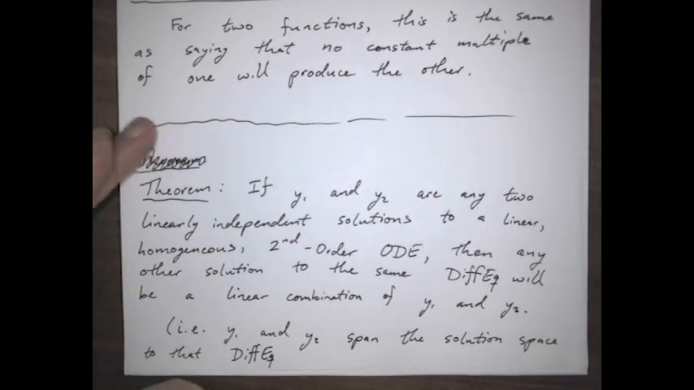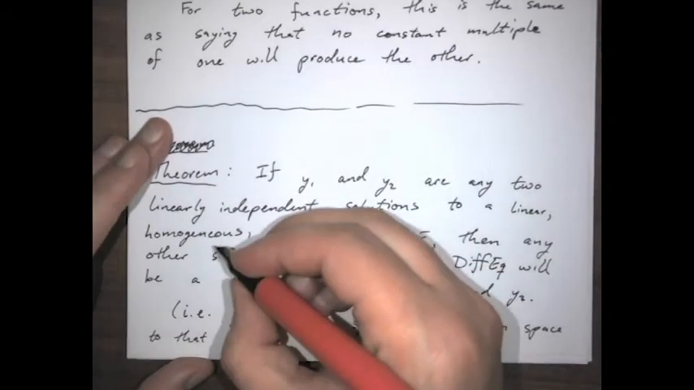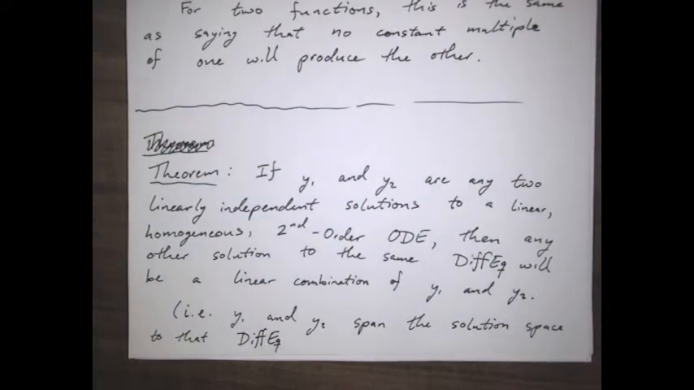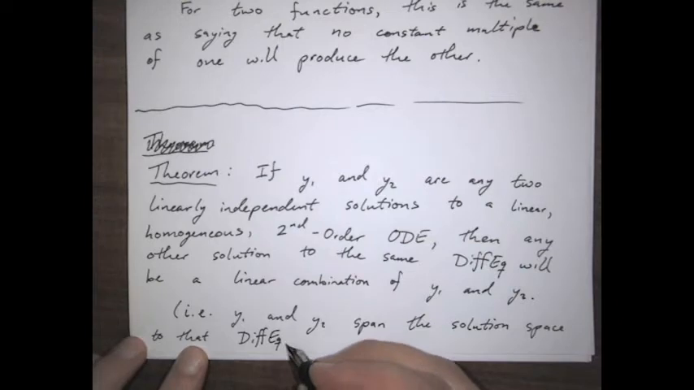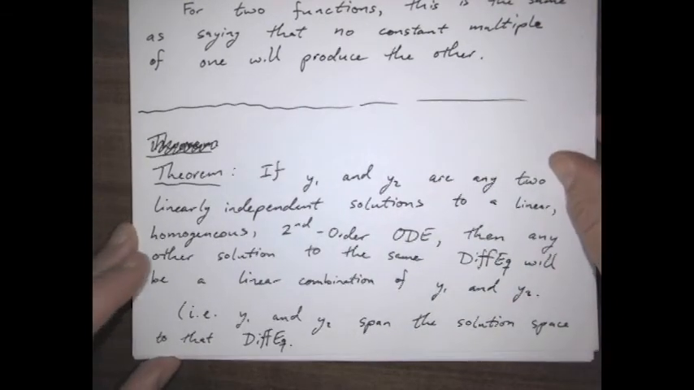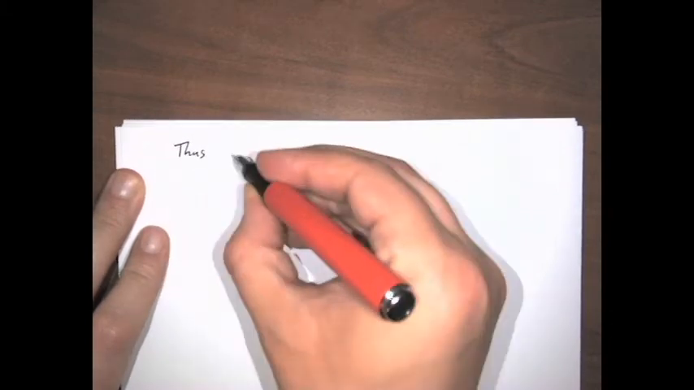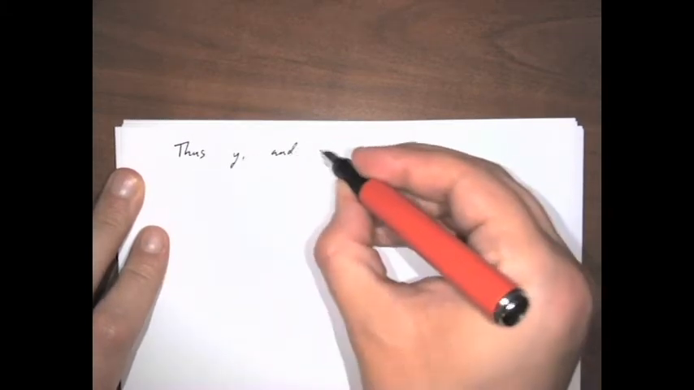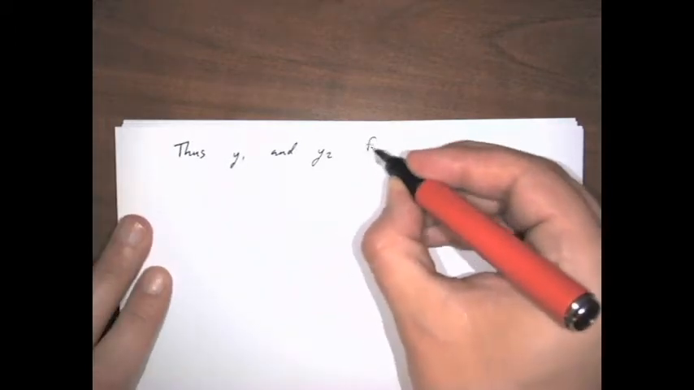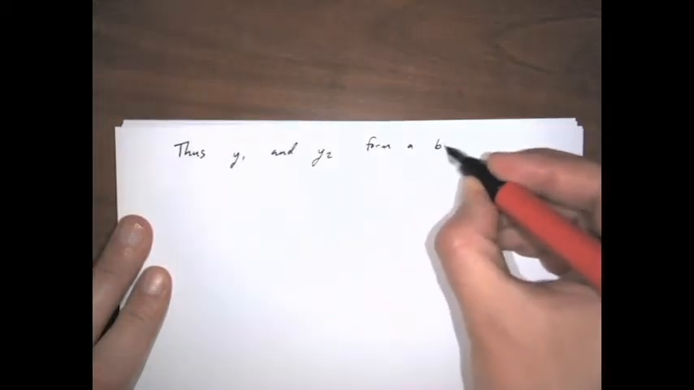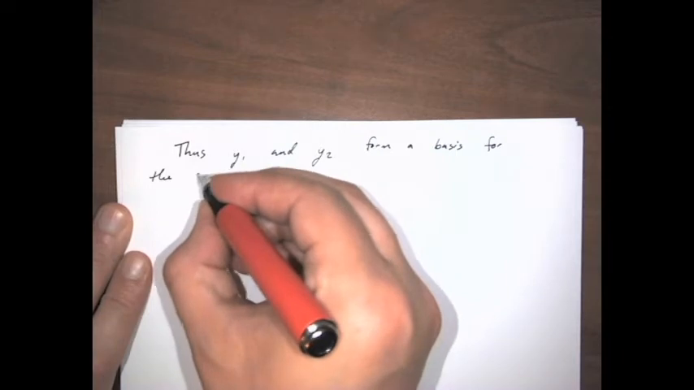So they span the solution space to that differential equation. So it needs to be linear, homogeneous, second order. Here it does have to be second order because otherwise the degree wouldn't be 2, or the dimension wouldn't be 2. Span the solution space to that differential equation. In other words, what that means is they form a basis for the solutions. Thus, y1 and y2 form a basis for the space of solutions.